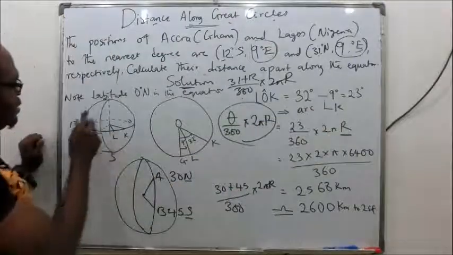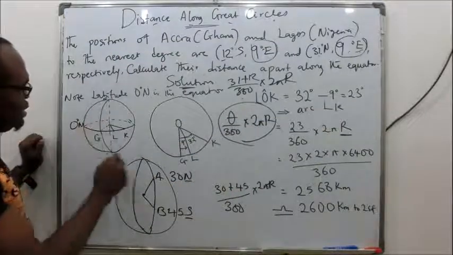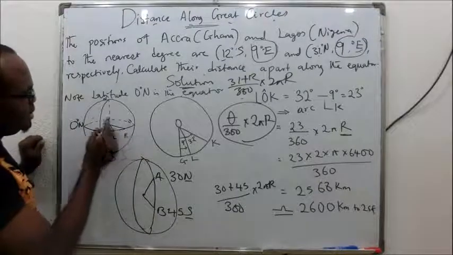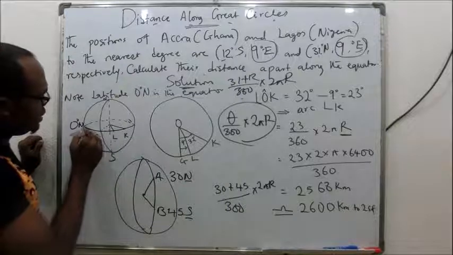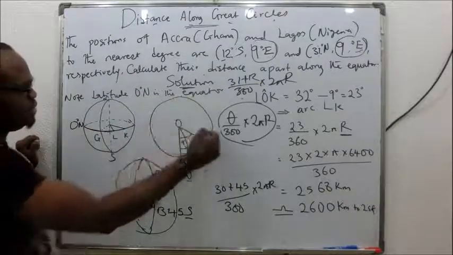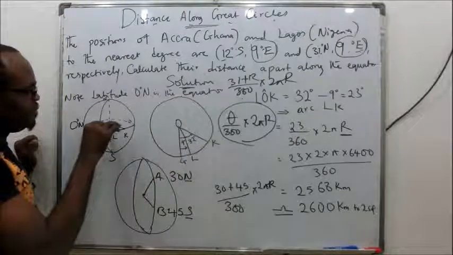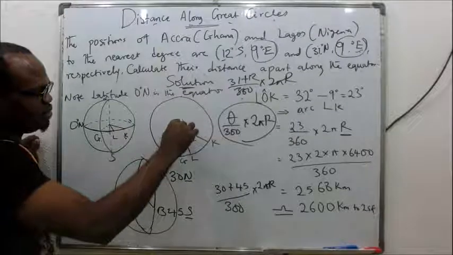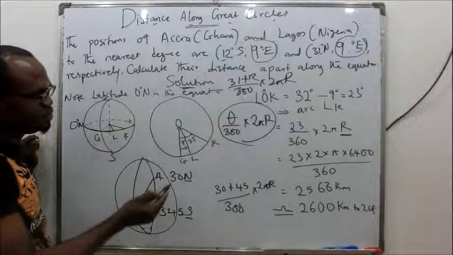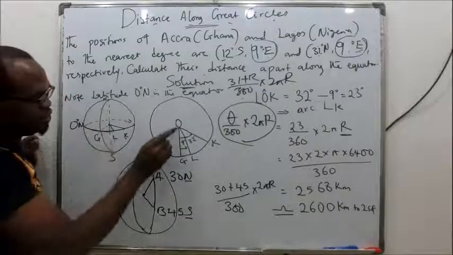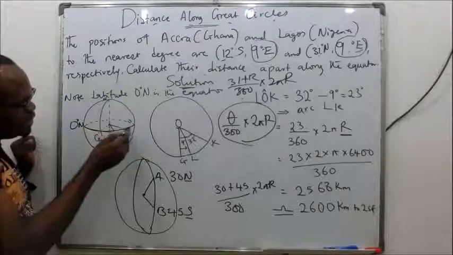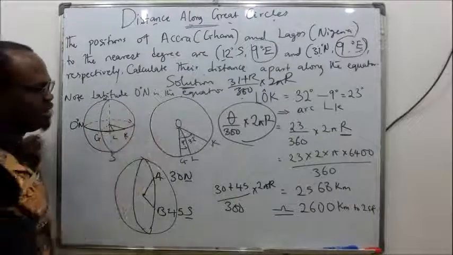Now, if you look at this question, this is the initial diagram that is given. Now, it is being calculated along the equator. So this equator is a circle on its own. From the middle, you have point K, from the middle, point L, from the middle, point G. So this circle is actually the circle of the equator. I brought it out to be clear.